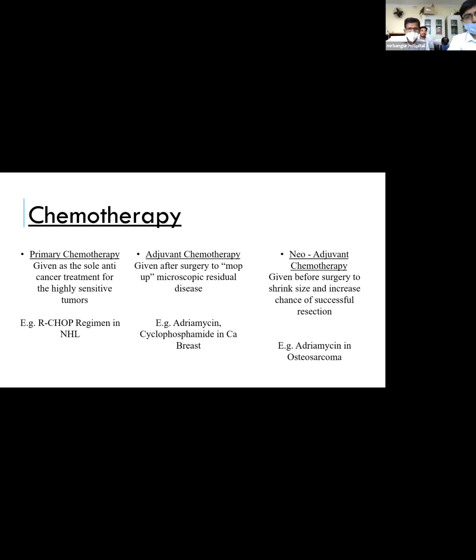Primary chemotherapy is given as the sole anti-cancer treatment for some very highly sensitive tumors, such as the R-CHOP regimen in non-Hodgkin's lymphoma. Adjuvant chemotherapy is given after surgery to mop up microscopic residual disease. Now, this is given in tumors which have a high risk for distant recurrence, but they have no current evidence of a distant recurrence. For example, adriamycin and cyclophosphamide in CFS. And neoadjuvant chemotherapy is given before surgery to shrink the size and increase the chance of successful resection, such as in the case of adriamycin in osteosarcoma.